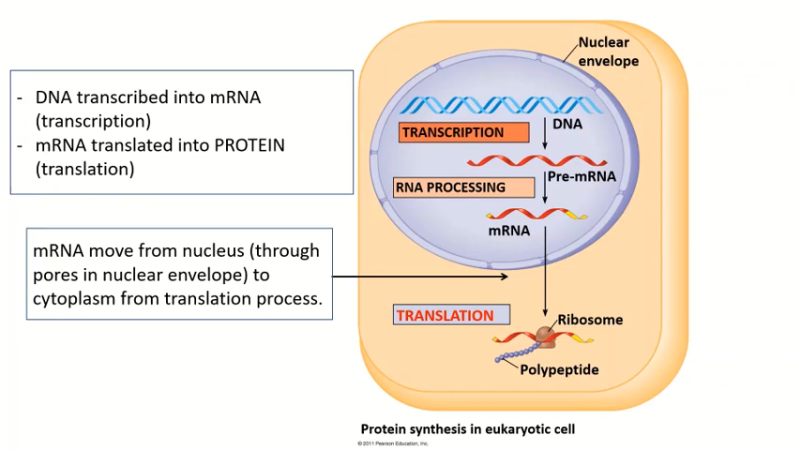Later, mRNA will be translated into protein. So this is the translation process. Translation has to happen outside of the nucleus because you need to use the ribosome. So mRNA will move from the nucleus through the pores in the nuclear envelope to the cytoplasm, where it can find the ribosome and proceed with the translation process.